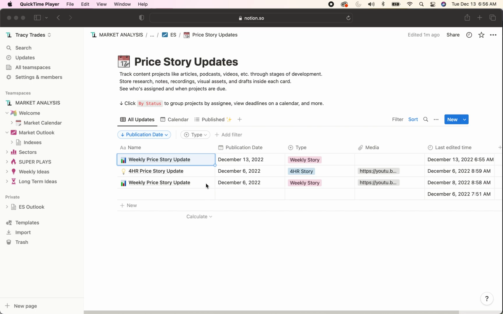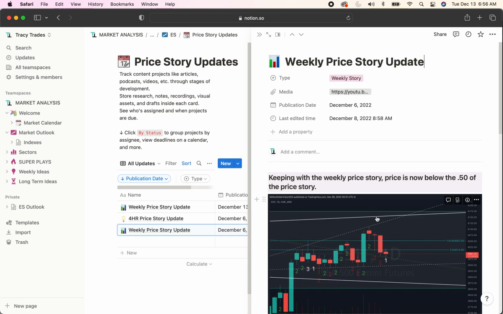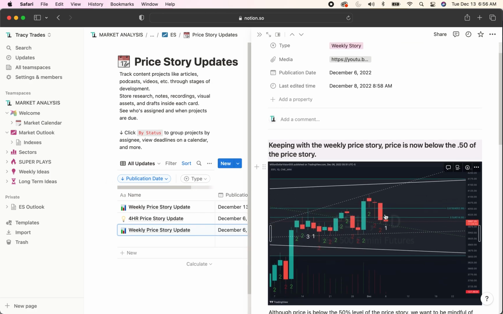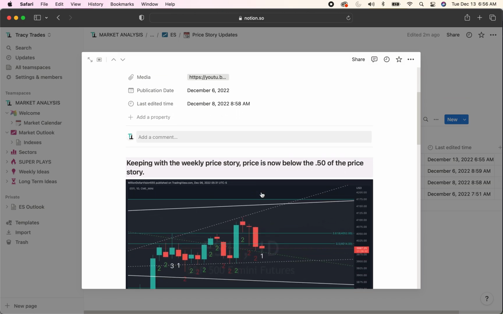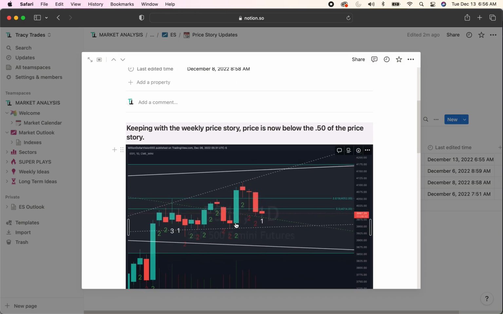In last week's weekly price story for ES, let's just skim through it. On the week of the 5th, ES was, let's bring this to the center really quick. We have a video on it, so you could definitely go back and check that. So this was what price was looking like last week.